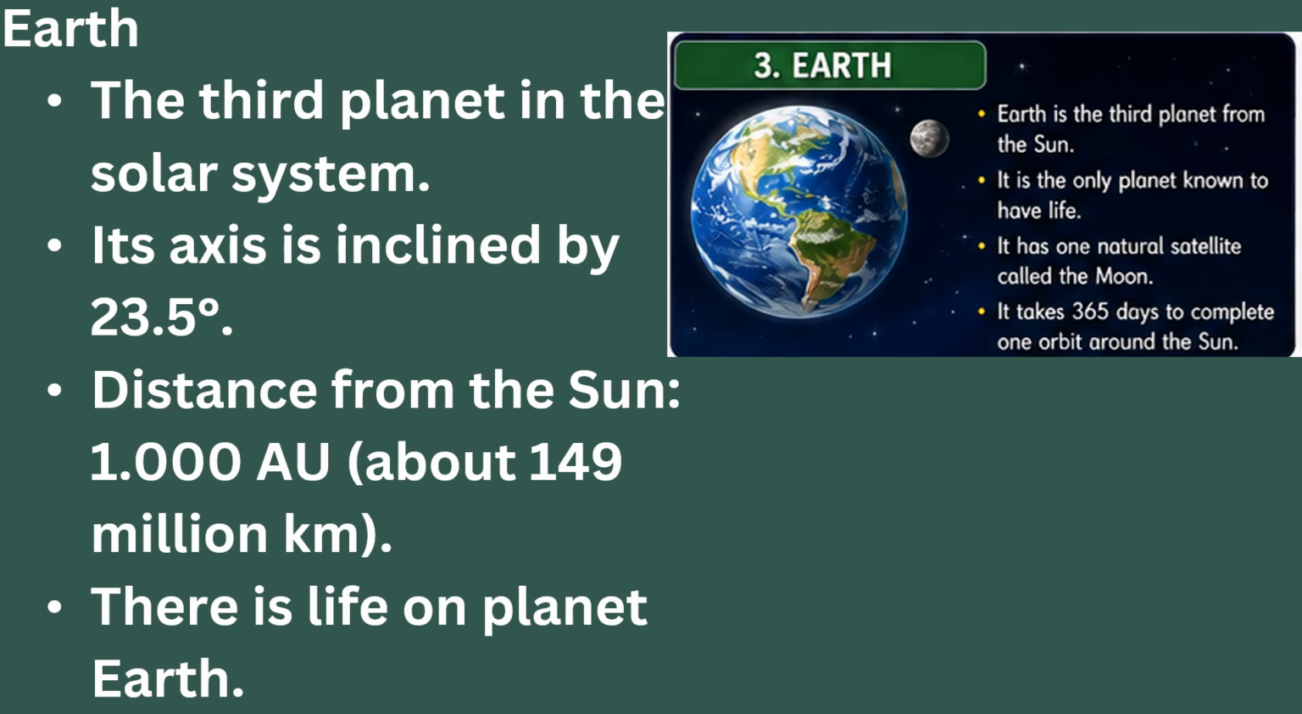The third planet is the Earth, that is our planet. The Earth is the third planet, and it is the only planet known to have life. It has one natural satellite called the Moon. It takes 365 days to complete one orbit around the Sun.